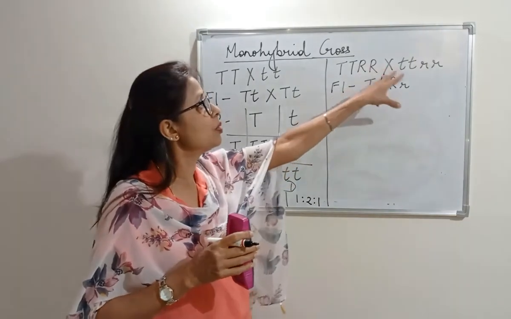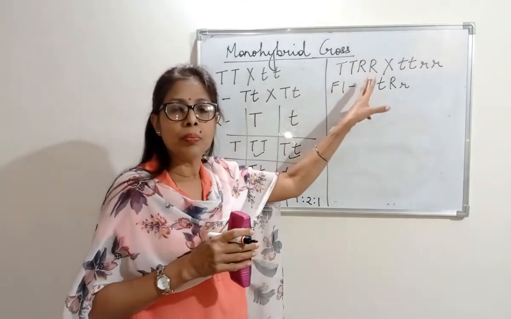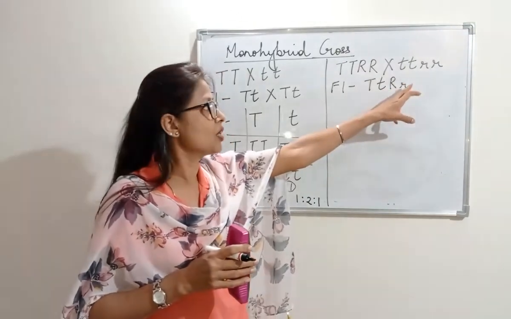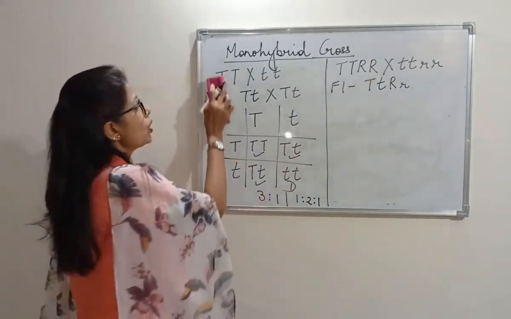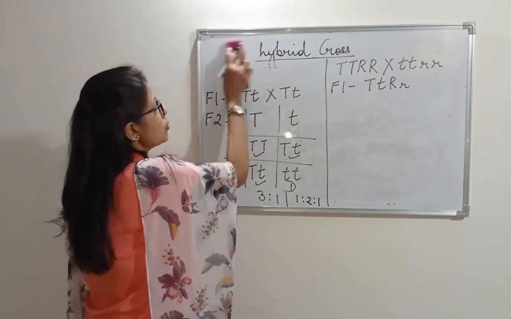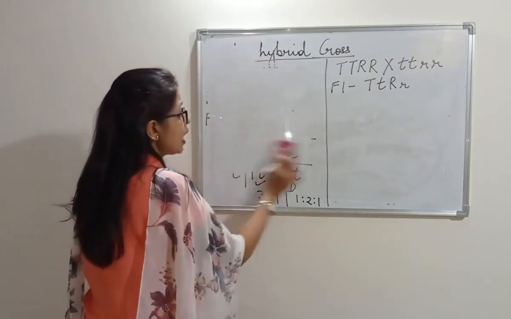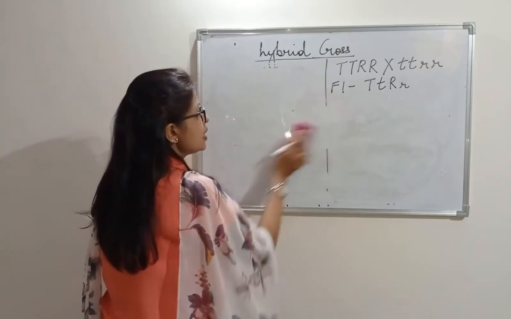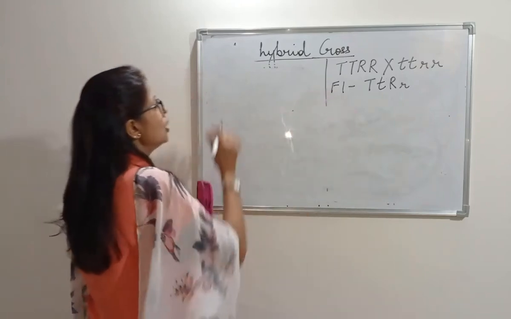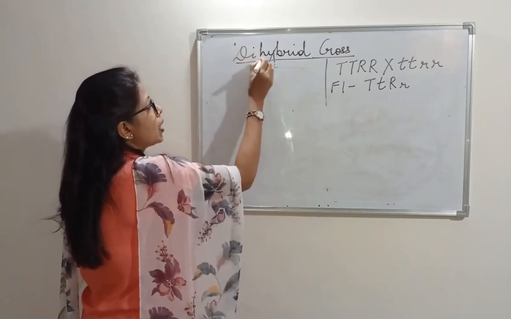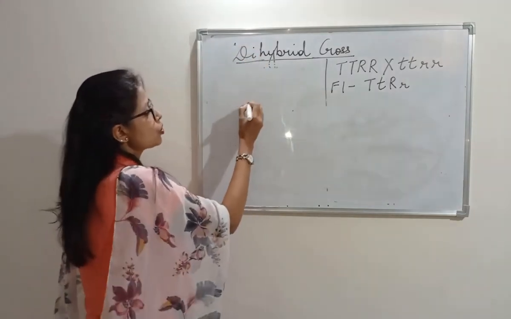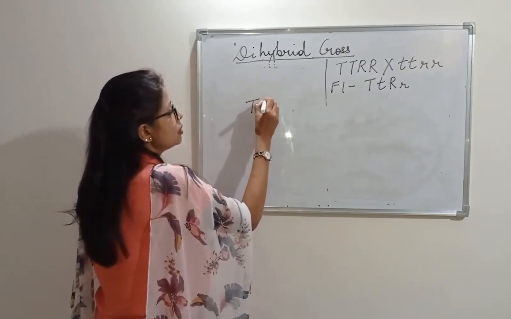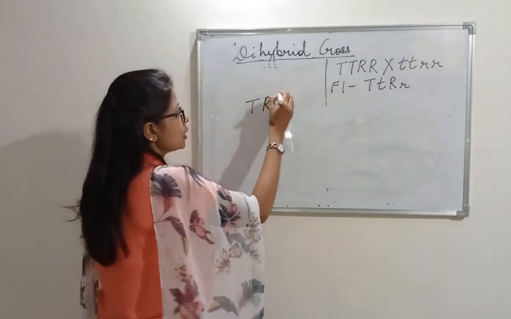This we will get in F1 generation. In F1 generation, it will be a cross between two parents having two characters, both dominant here and both recessive here. Now we will see how we are going to solve the dihybrid cross. In dihybrid cross, the solution is a little lengthy as compared to that of monohybrid. So, dihybrid cross. In dihybrid cross, we will get capital T, then capital R, these are the gametes.